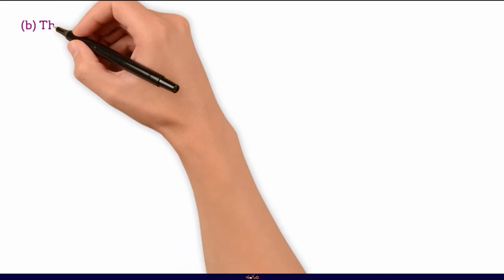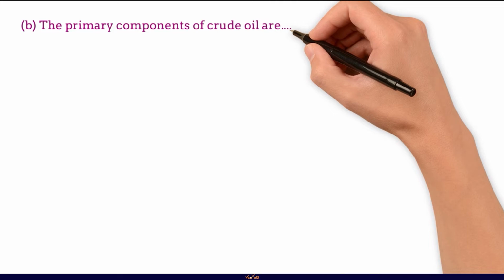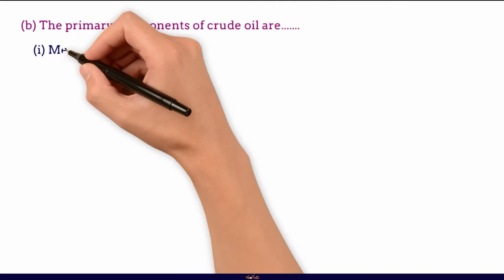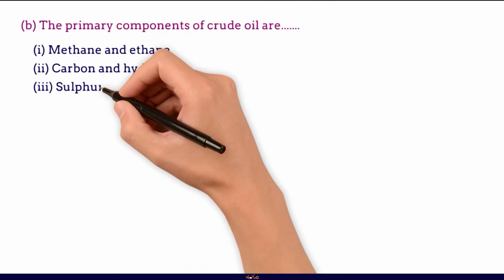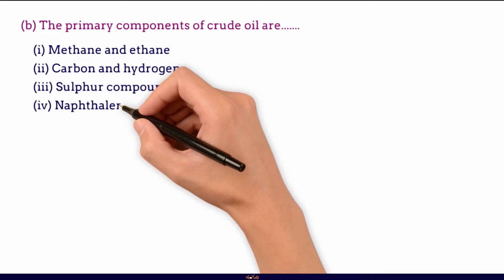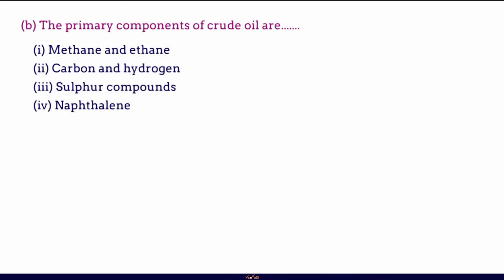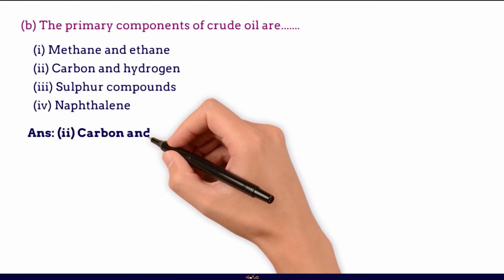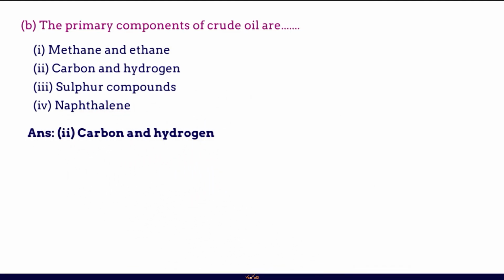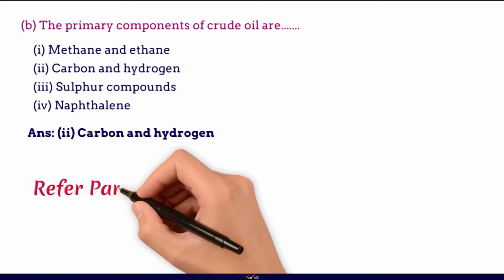Question number B, the primary components of crude oil are option 1, methane and ethane. Option 2, carbon and hydrogen. Option 3, sulfur compounds. Option 4, naphthalene. The answer to this question is option 2, carbon and hydrogen. If you have any doubt regarding the answer, please refer to paragraph number 3.